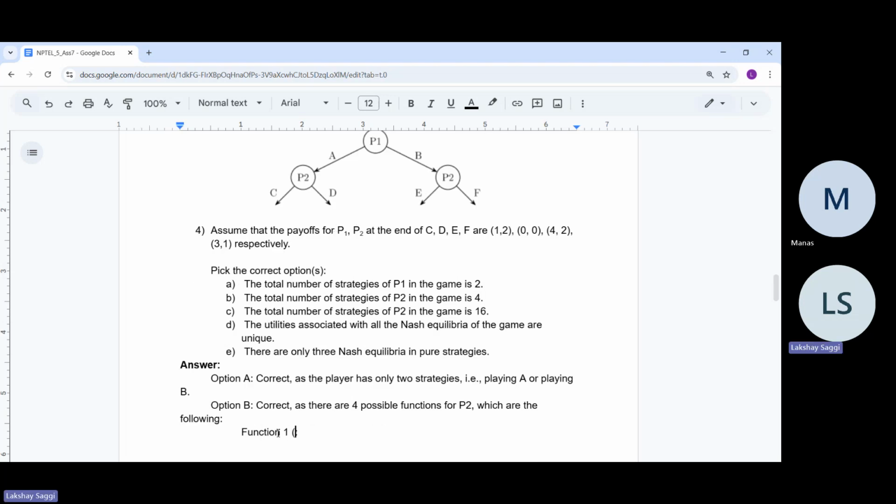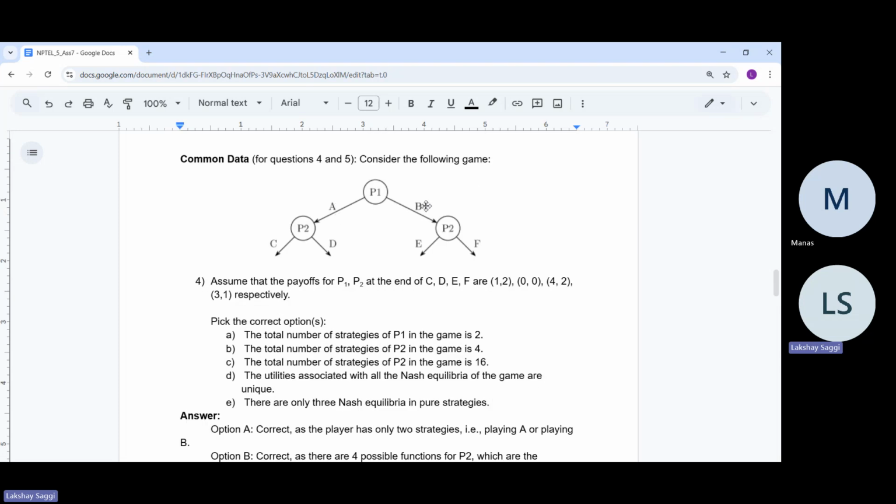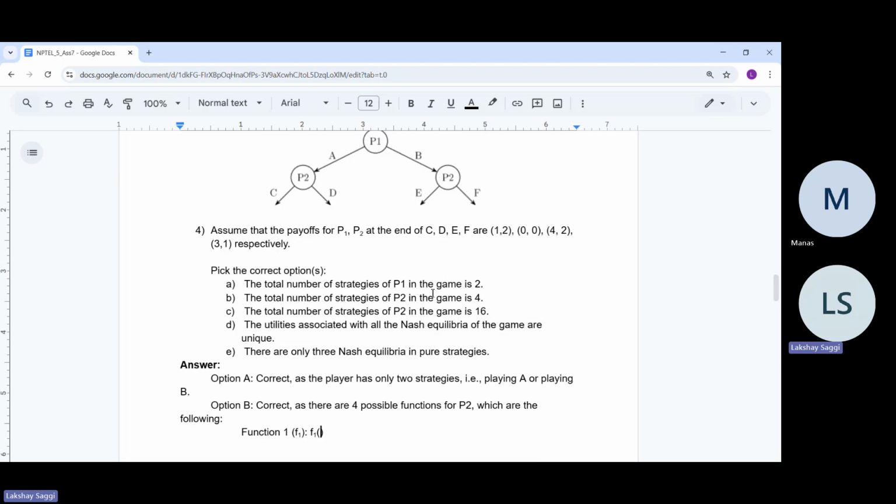Maybe I should just write this function as F1. And what F1 is actually saying is, there can be two possible inputs to F1, which are what player one has played. So player one can play either A or B. So there are two possible inputs for F1. So F1 of A is equal to something, and then you can argue about F1 of B being equal to something, right?